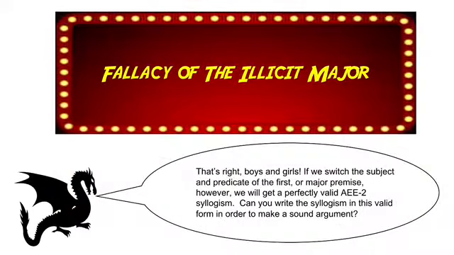And Logic Dragon says, that's right, boys and girls. If we switch the subject and predicate of the first or major premise, however, we will get a perfectly valid AEE2 syllogism. Can you write the syllogism in this valid form in order to make a sound argument? See if you can do that.